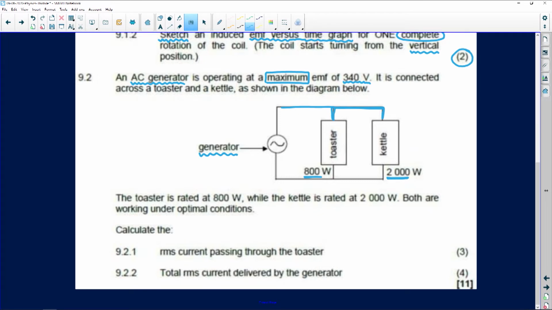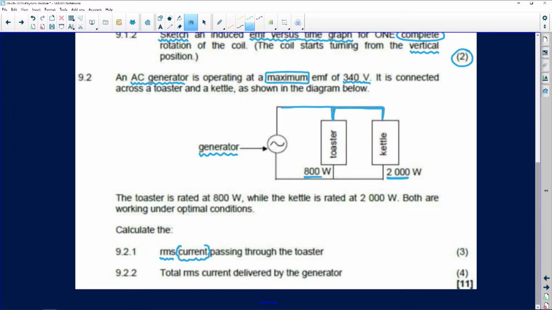So this generator must produce power here and it must produce power here. It requires 800 watts, 2000 watts. Now it says that the toaster is rated at 800 watts while the kettle is rated at 2000 watts. Both are working under optimal conditions. And then the question further says we must calculate the RMS current passing through the toaster. Ooh, so we are looking for current.